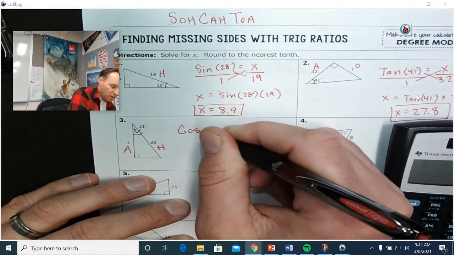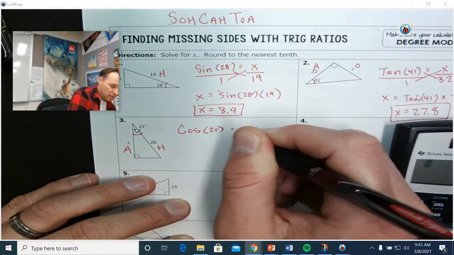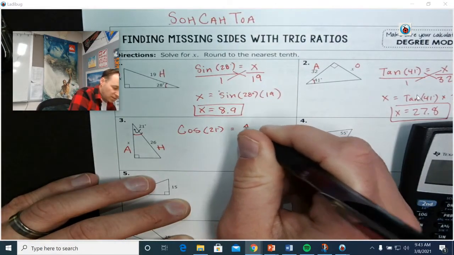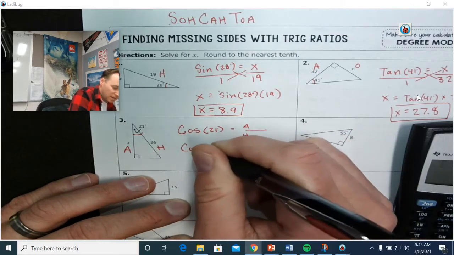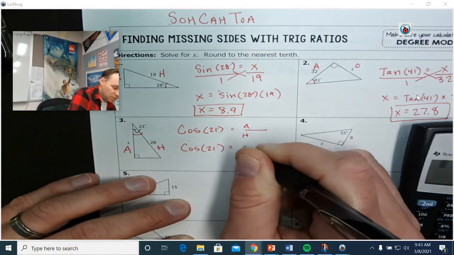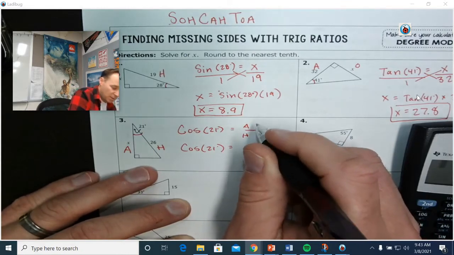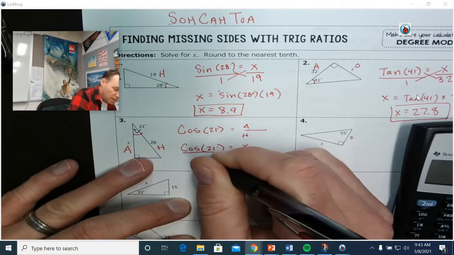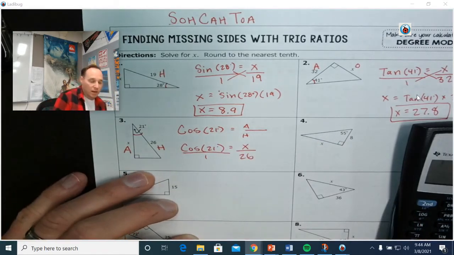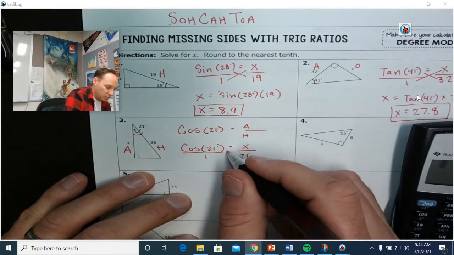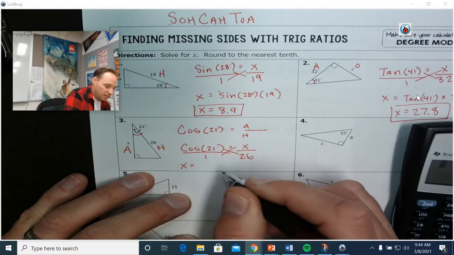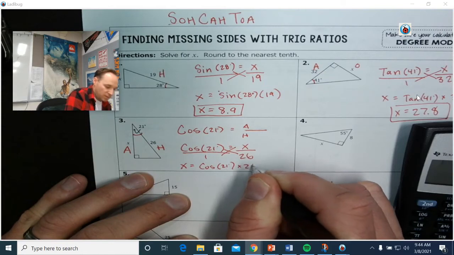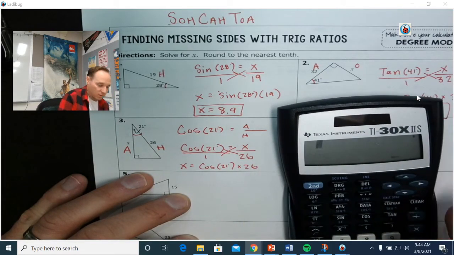So the cosine of our reference angle, 21 degrees, is equal to adjacent over hypotenuse. Some people actually write this out like adjacent over hypotenuse, and then they write it out again. I don't really like that because it gets me confused, but if you need to write that out, adjacent over hypotenuse, and then write x for our adjacent side and 26 for our hypotenuse, that's fine. We just put it over 1, we now have our proportion, and we cross multiply. X times 1 gives us x, cosine of 21 degrees times 26, and now we plug this into our calculator.